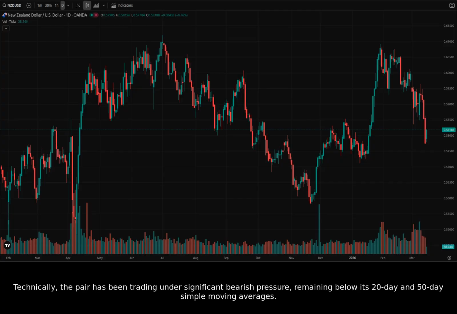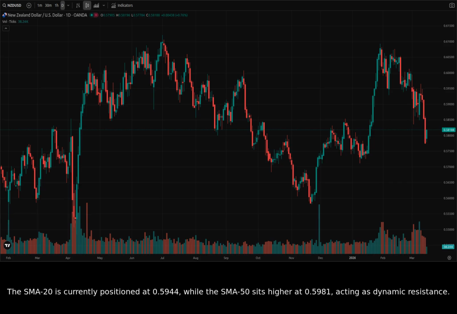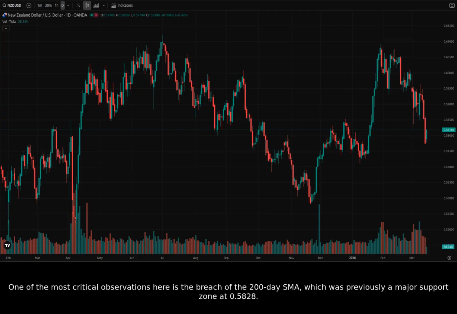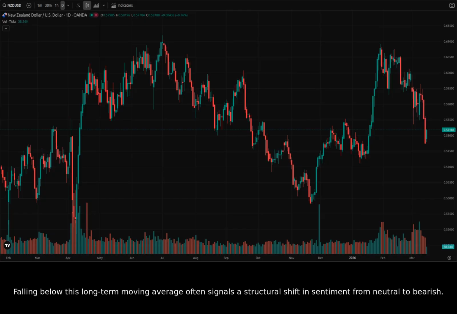Technically, the pair has been trading under significant bearish pressure, remaining below its 20-day and 50-day simple moving averages. The SMA 20 is currently positioned at 0.5944, while the SMA 50 sits higher at 0.5981, acting as dynamic resistance. One of the most critical observations here is the breach of the 200-day SMA, which was previously a major support zone at 0.5828. Falling below this long-term moving average often signals a structural shift in sentiment from neutral to bearish.